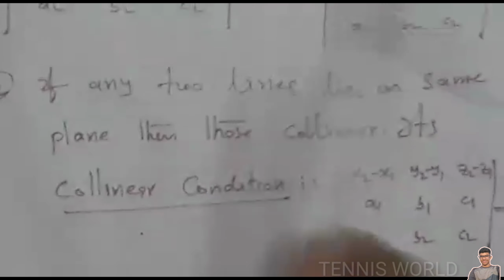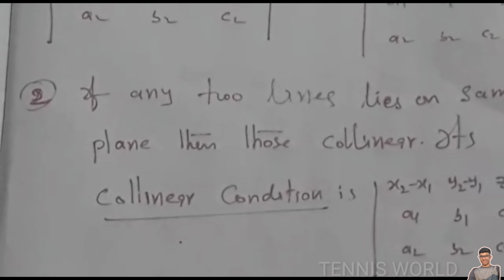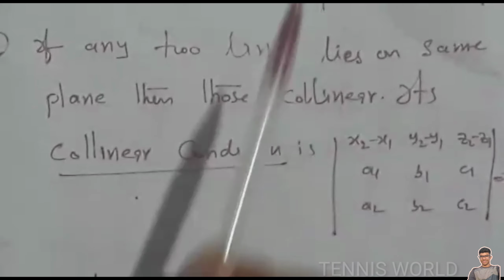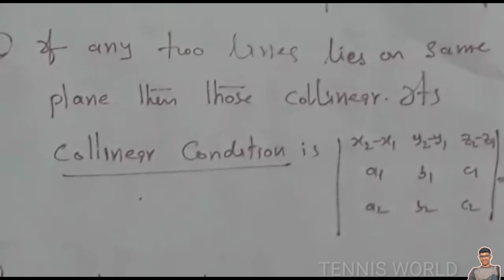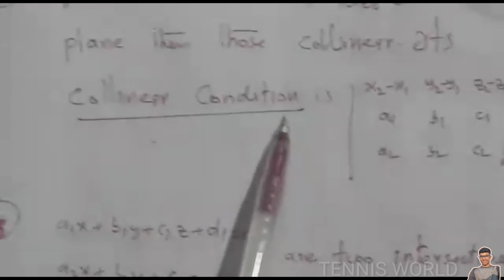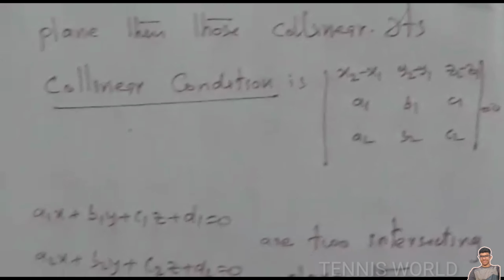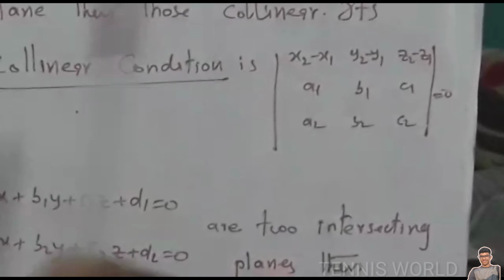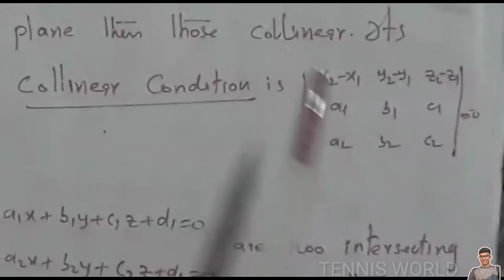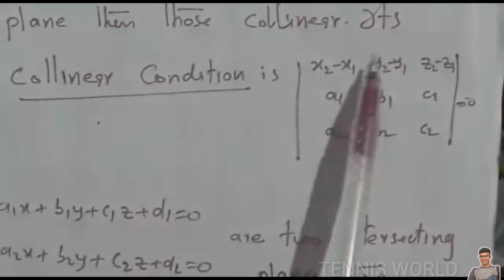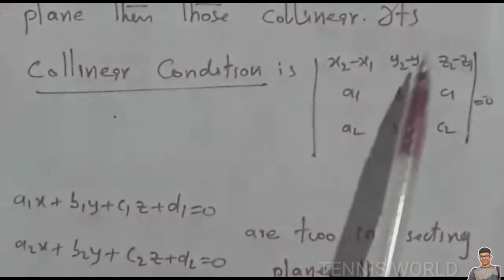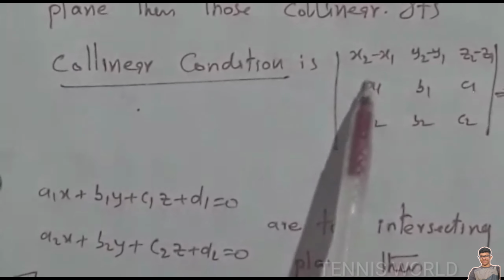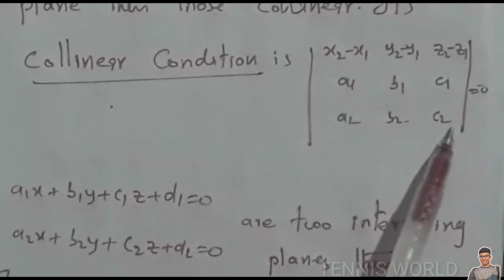Now remember these formulas. Now come to the second formula. If any two lines lie on a plane, then we know those two lines are coplanar lines. Then use the coplanarity condition, which was already given yesterday. Whenever you see the word coplanar, use this formula blindly: x2 minus x1, y2 minus y1, z2 minus z1. The values x1, y1, z1, x2, y2, z2 come from the given two lines, and a1, b1, c1 are the first line's DRs, a2, b2, c2 the second line's DRs.